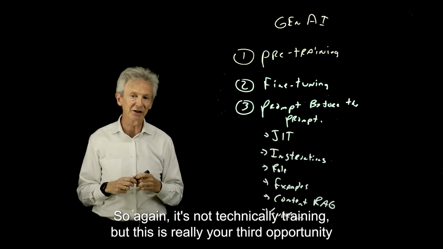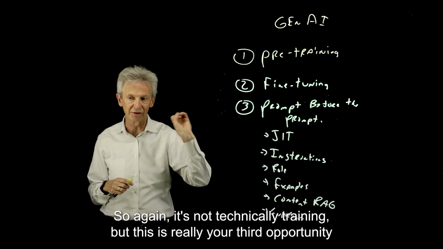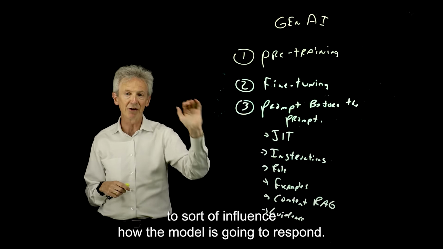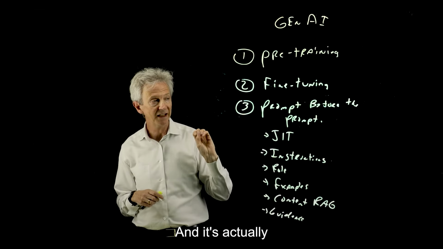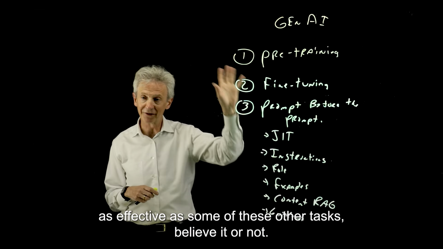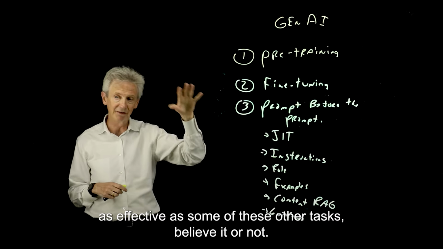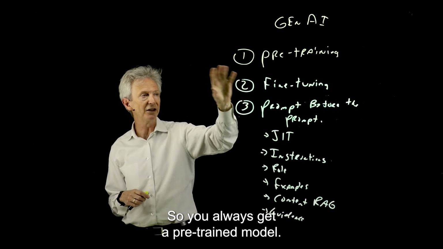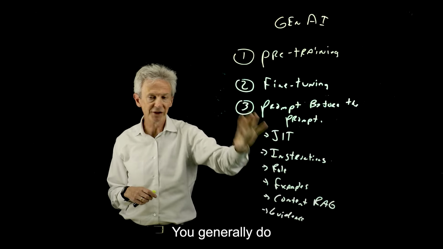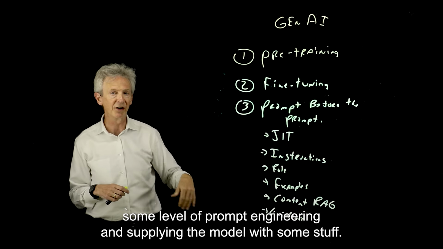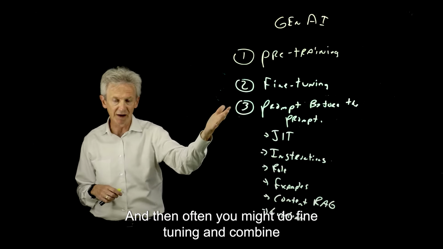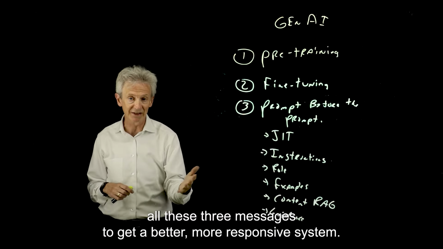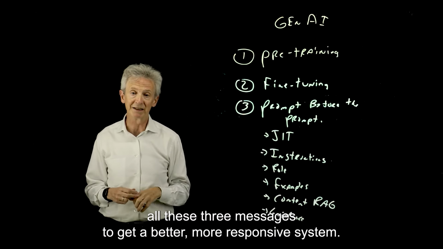So again, it's not technically training, but this is really your third opportunity to influence how the model is going to respond. And it's actually as effective as some of these other tasks, believe it or not. So you'll always get a pre-trained model. You generally do some level of prompt engineering and supplying the model with some stuff. And then often you might do fine-tuning and combine all these three methods to get a better, more responsive system.